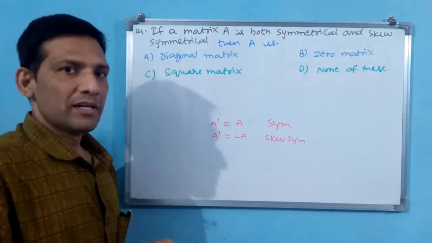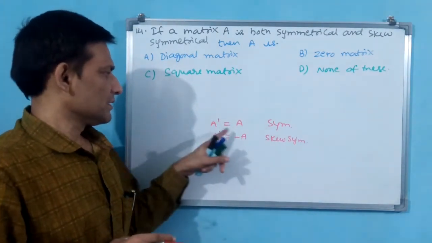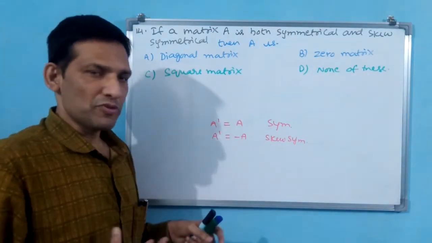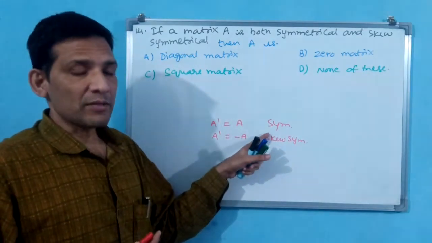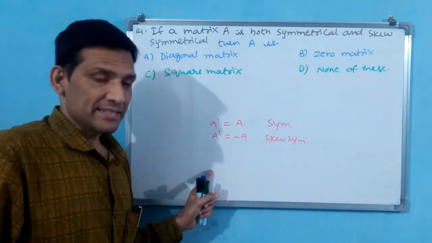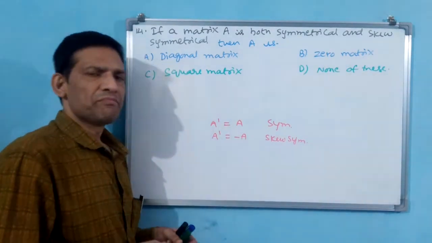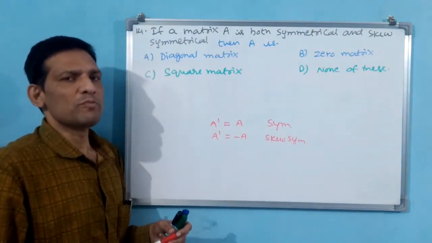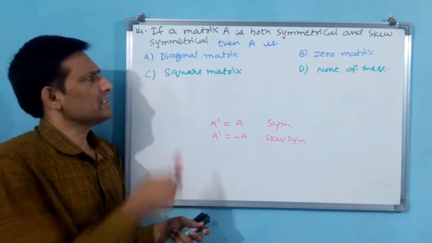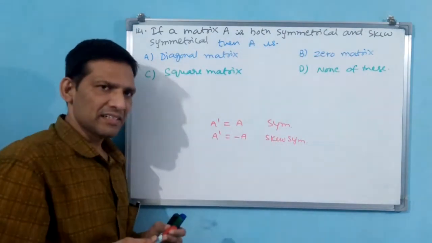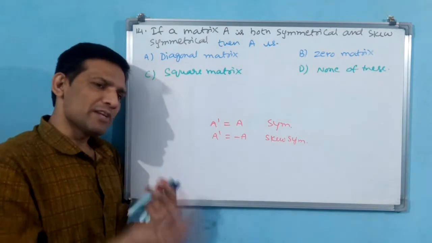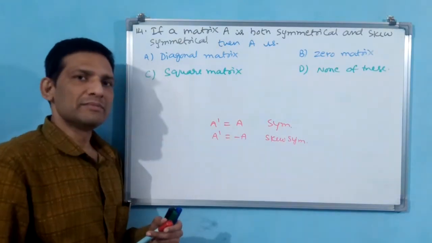Is it okay? After transposing, that means if you change rows into columns and the same matrix comes, it is symmetric. If minus comes, it is skew symmetric. Where both will be same? You imagine? Because it is only in the answers. Zero matrix, that's all. Zero matrix, whatever may be changed, only zero will come.